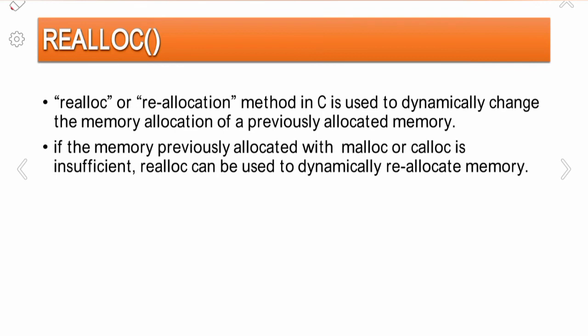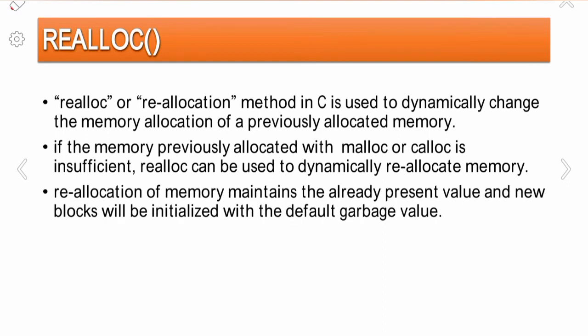If the memory previously allocated with malloc or calloc is insufficient, the realloc function can be used to dynamically allocate the memory. That means it is going to alter the size of the already existing block. So reallocation of memory maintains the already present value and new blocks will be initialized with the default garbage value. So here the initialization of the blocks will be with the garbage value.